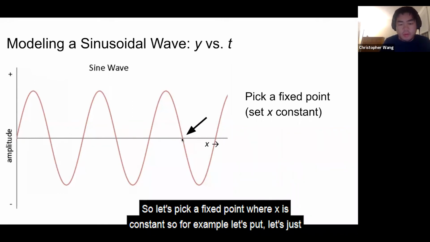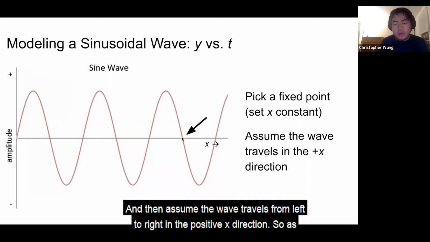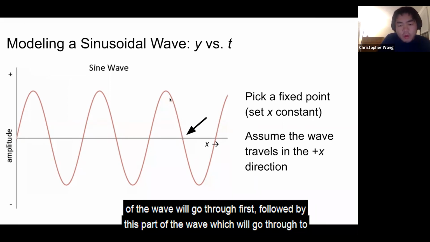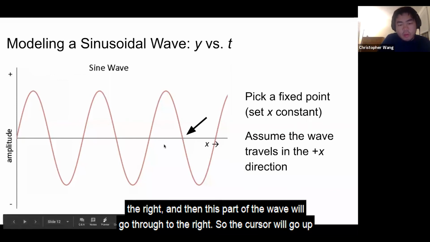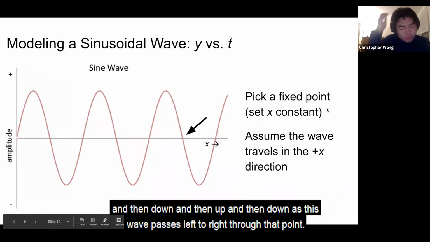For example, let's just record the displacement at this point. I'll put my cursor here. And then assume the wave travels from left to right in the positive x direction. So as t increases, the wave will travel from left to right. If you imagine, this part of the wave will go through first, followed by this part of the wave, which will go through to the right, and then this part of the wave will go through to the right. So the cursor will go up, and then down, and then up, and then down, as this wave passes left to right through that point.